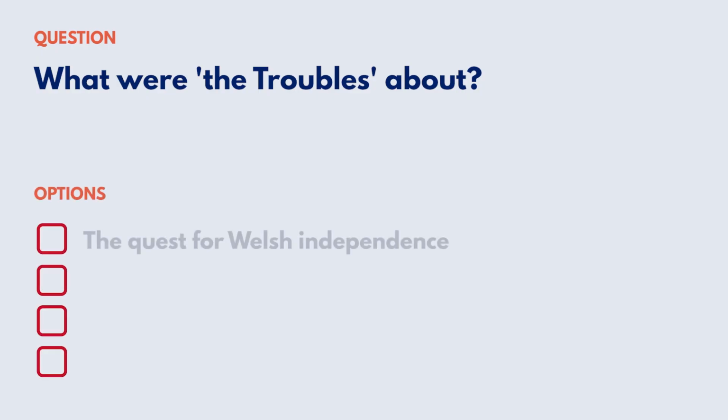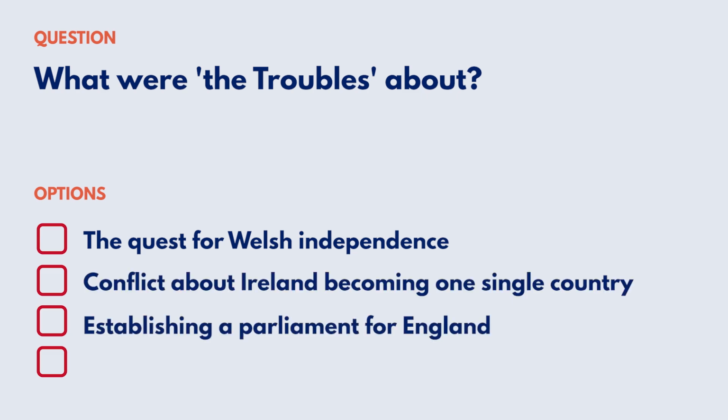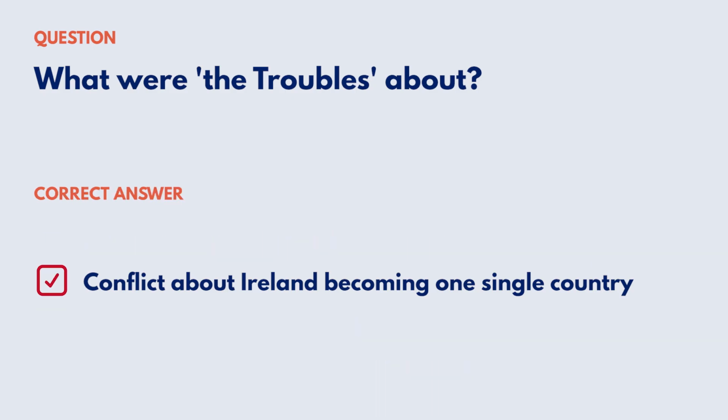The quest for Welsh independence. Conflict about Ireland becoming one single country. Establishing a parliament for England. The pursuit of Scottish independence. Correct answer: conflict about Ireland becoming one single country.